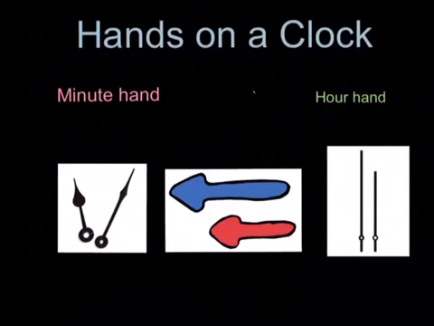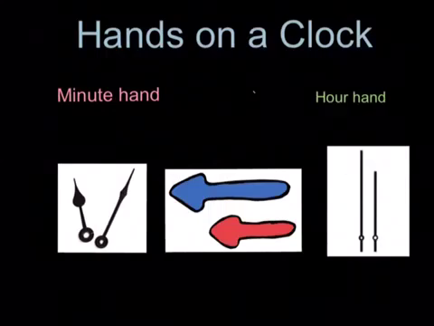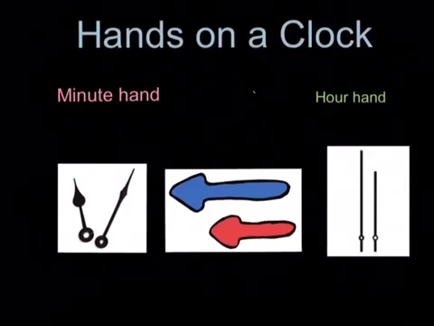So hopefully you remember that the hour hand is the smallest one and the minute hand is the long hand. Okay? When we're telling the time on a clock, it's easy if we look at the minute hand first and then where the hour hand is.